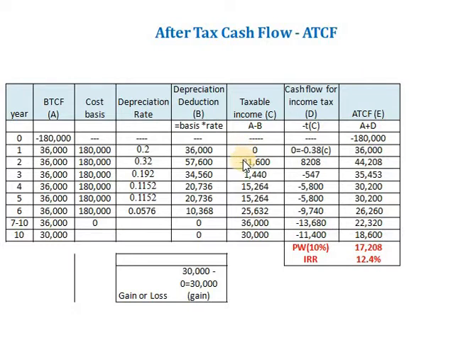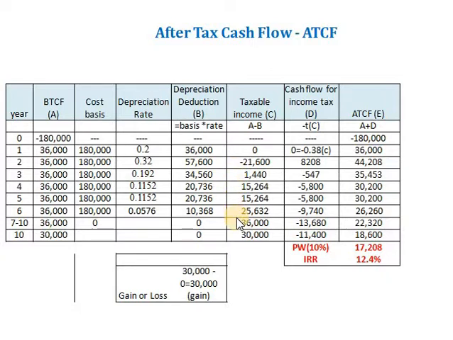Then for the second one, I'll have to go to row 2 and look at the value of the before tax cash flow at year 2 minus what? The 57,600. So I got the value of minus 21,600. This value is this value minus this value. So you see, column C is the value of A minus the value of B at a certain year.